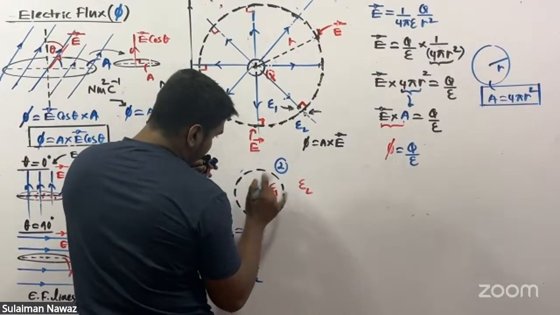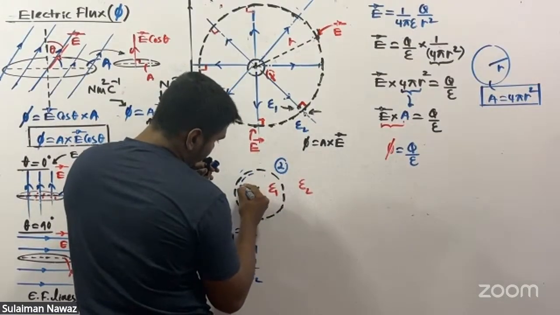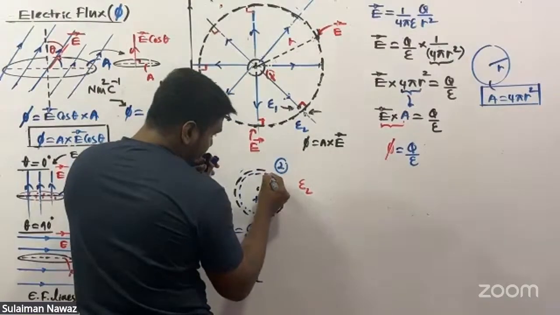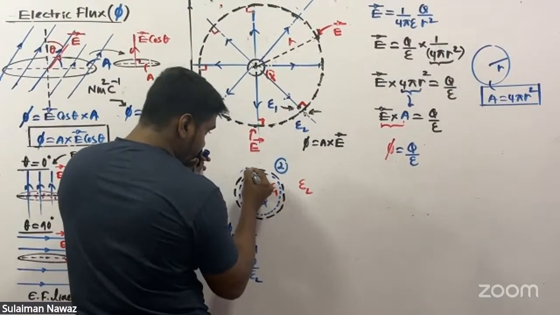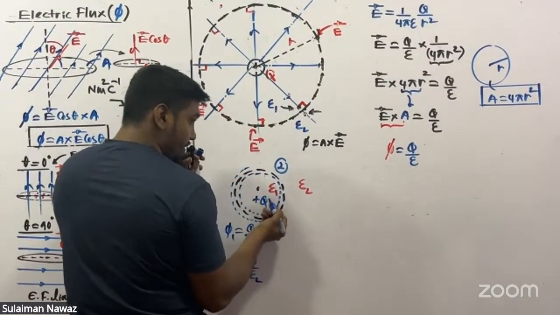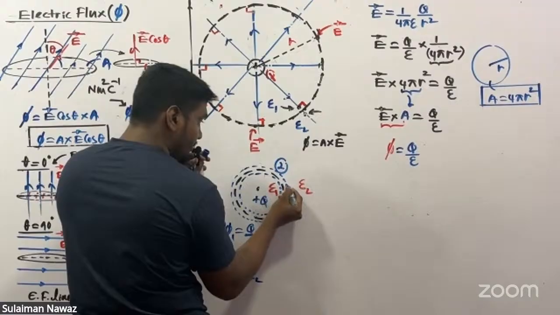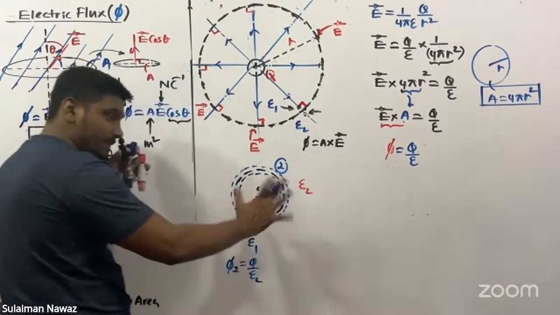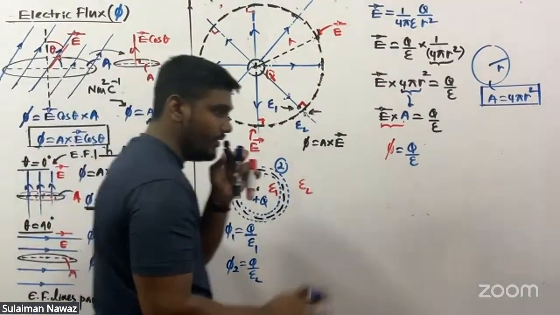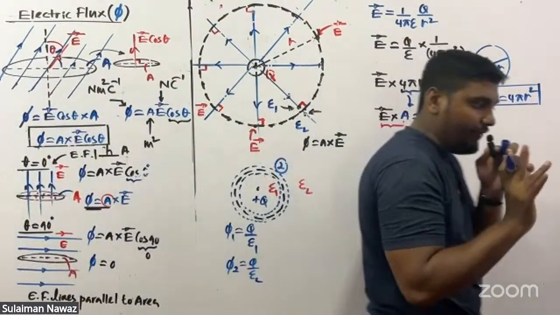When you consider the circular area just before and just after, the electric flux must be the same, right? Okay. So therefore, now we have a problem.